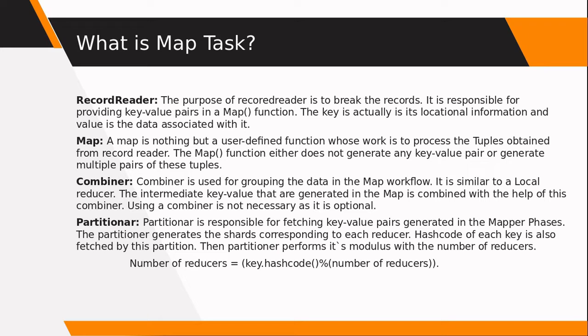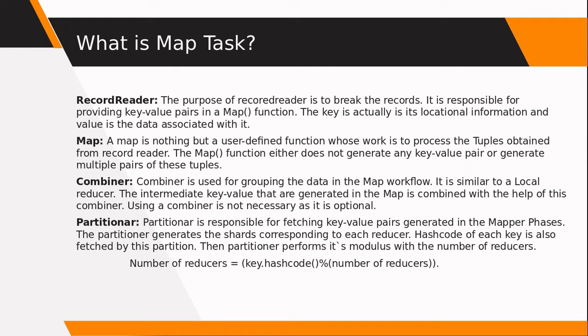Combiner. Combiner is used for grouping the data in the map workflow. It is similar to a local reducer. The intermediate key values that are generated in the map are combined with the help of the combiner. Using a combiner is not necessary as it's optional.